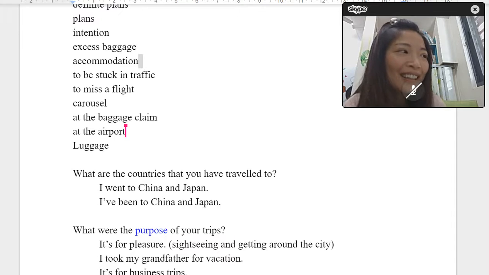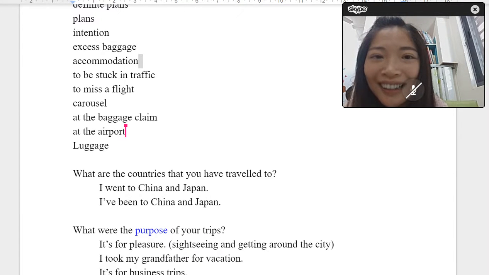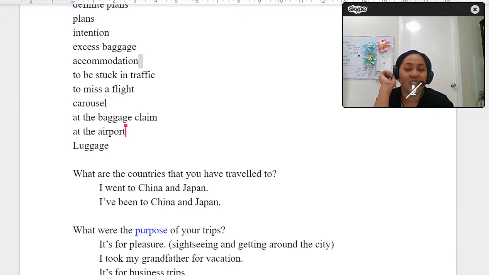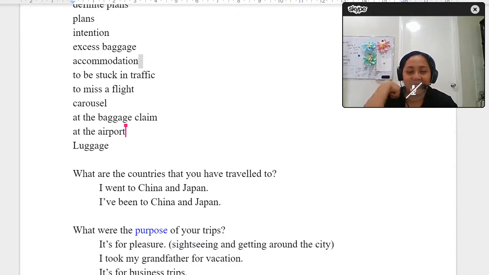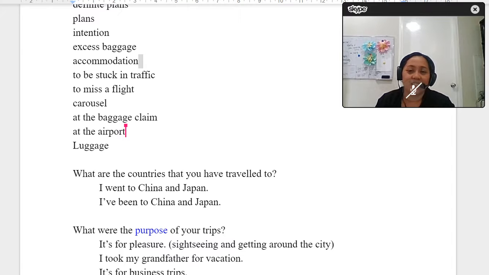Can you please come up with your own sentence using the word intention? It's a noun. Make your own sentence using the word intention. Could you say it again? We don't say repeat again. Could you say it again? We always use that. Could you? Yes.